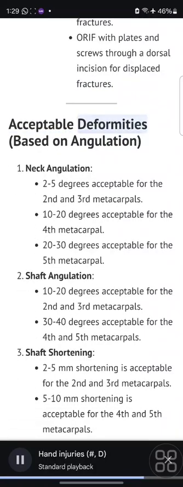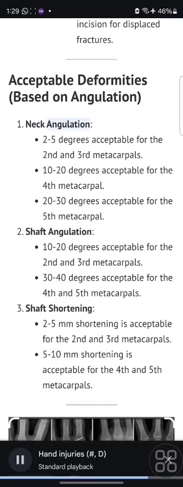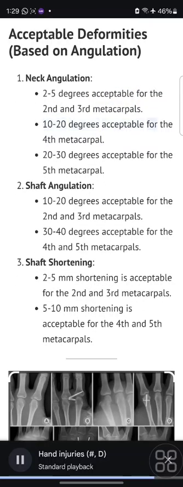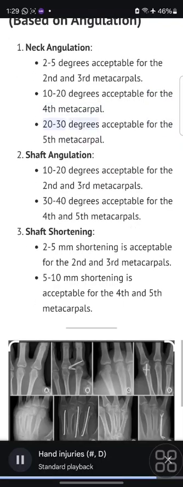Acceptable deformities, based on angulation. 1. Neck angulation. 2 to 5 degrees acceptable for the second and third metacarpals. 10 to 20 degrees acceptable for the fourth metacarpal. 20 to 30 degrees acceptable for the fifth metacarpal.